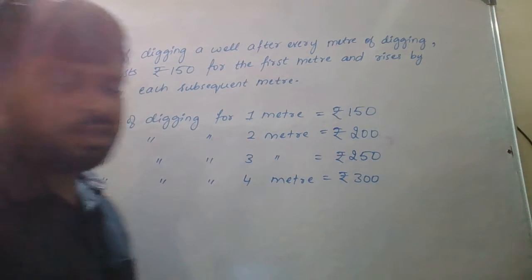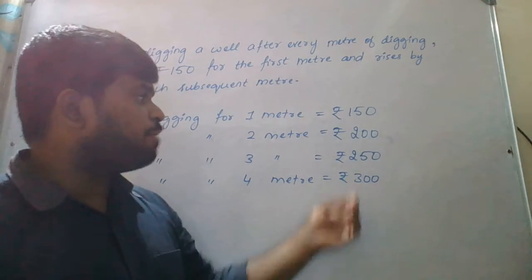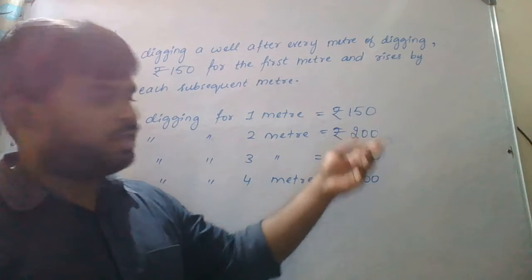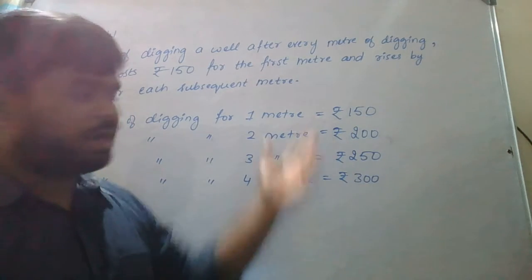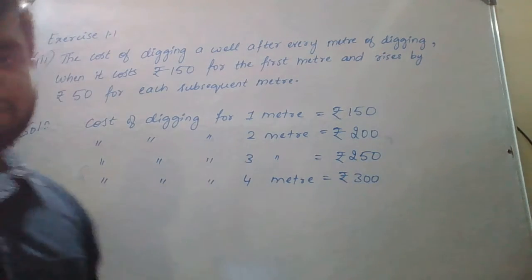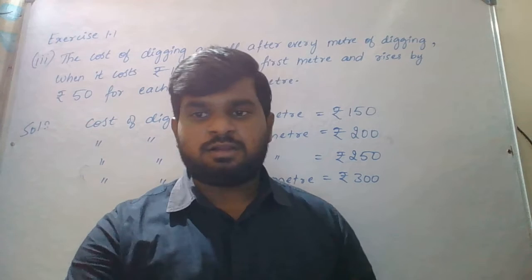Is this forming an AP? Yes, it is clearly forming an AP. 200 minus 150 is 50. 250 minus 200 is 50. 300 minus 250 is 50. You're getting a common difference. Therefore, this is forming an AP. A very easy one.